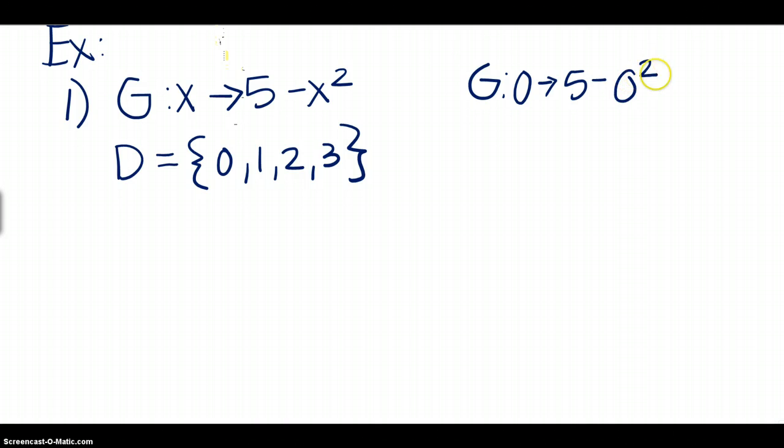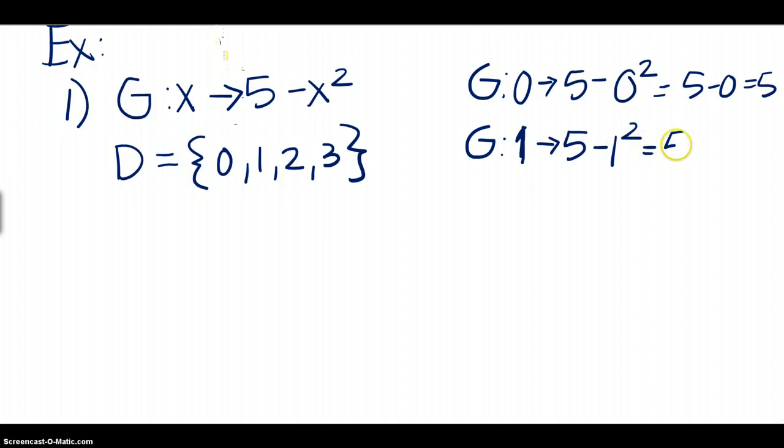So 0 squared, so this is equal to 5 minus 0, which is 5. Okay, so that is one of my y values or functions. Okay, I have g of 1. Okay, so I'm plugging in 1 now for x, so 5 minus 1 squared. So this is 5 minus 1, which is equal to 4. So 4 is my second y value, or the second number in my range.